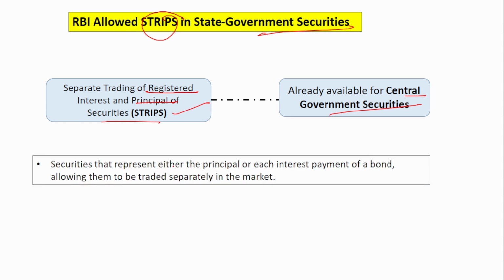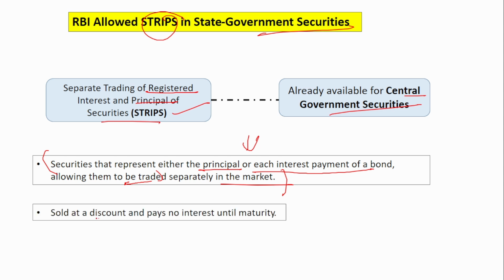STRIPS are securities that represent either the principal or each interest payment of a bond, allowing them to be traded separately in the market. That is what STRIPS is. Remember the definition of STRIPS: the principal and the interest are separately given in the form of strips and they can be traded separately. They are sold at a discount and pay no interest until maturity.